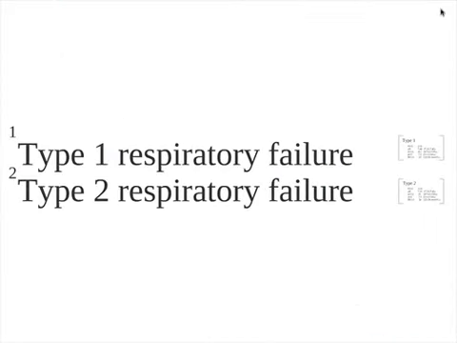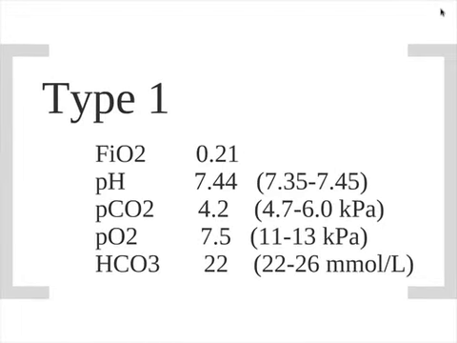So type 1 respiratory failure, let's have a look at what that looks like in terms of numbers. If we've stabbed someone in the wrist and they're breathing an FiO2 of 21%, that's air. Their pH is 7.44, so that's normal. Let's have a look at their O2. Let's forget everything else at the moment. Their O2 is 7.5, and we said our normal is 11 to 13, so that's low.